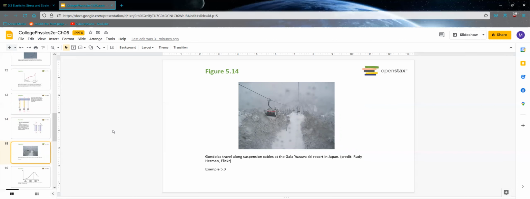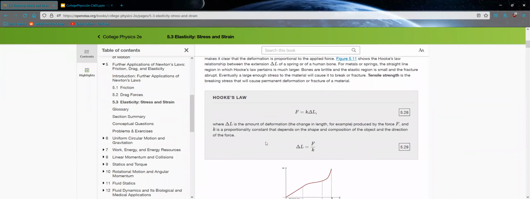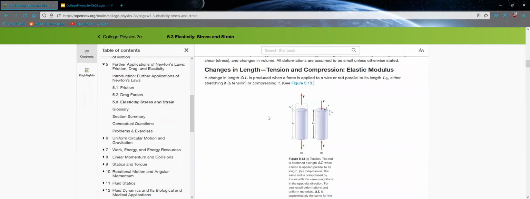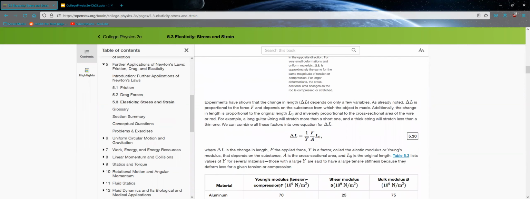Here we have an example of some gondolas from Japan. How fun. Again, take a look at our equations here. We got a force, a constant K, and a delta L, or amount of deformation, change in length, right? Hooke's law, very, very common, very classic approach. Compression and things like that work more or less in the same way. How much something compresses is related to a bunch of factors, including its elastic modulus, how stretchable it is, Y, cross-sectional area, original length, new length, all these things, right?